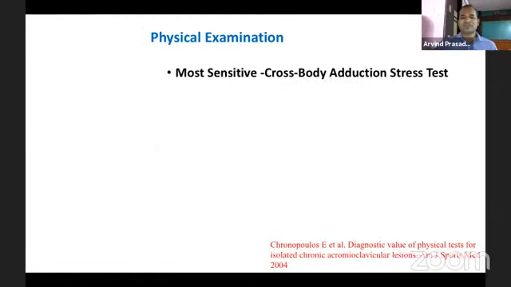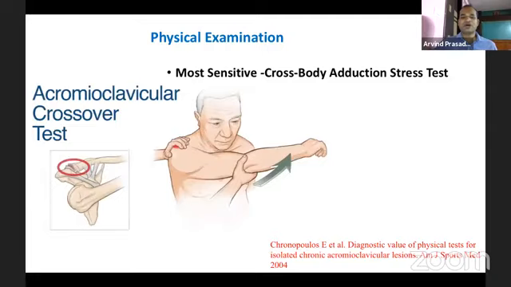The most sensitive test is the cross-body adduction test, in which the arm of the affected side is placed into maximum adduction, and again that leads to pain at the AC joint.